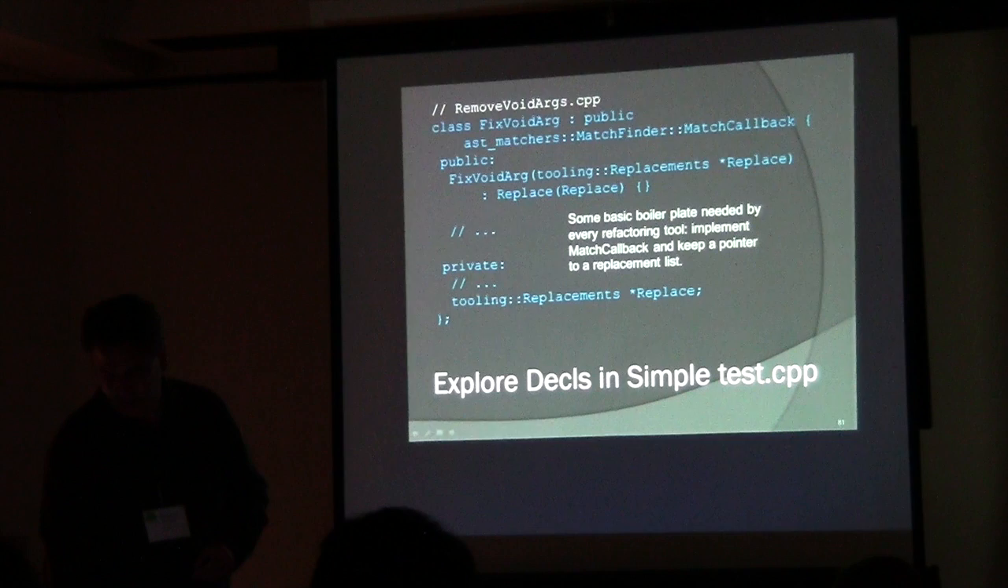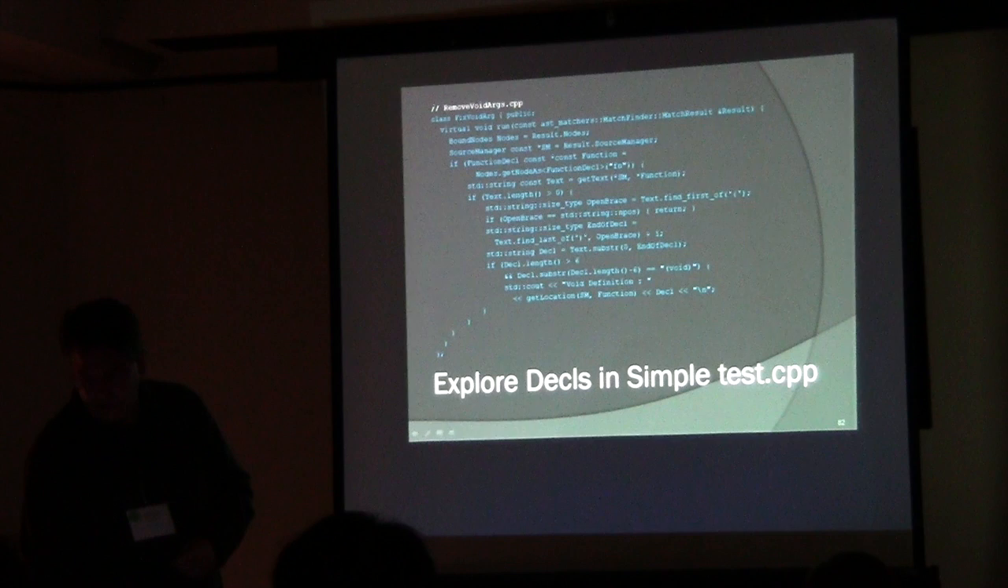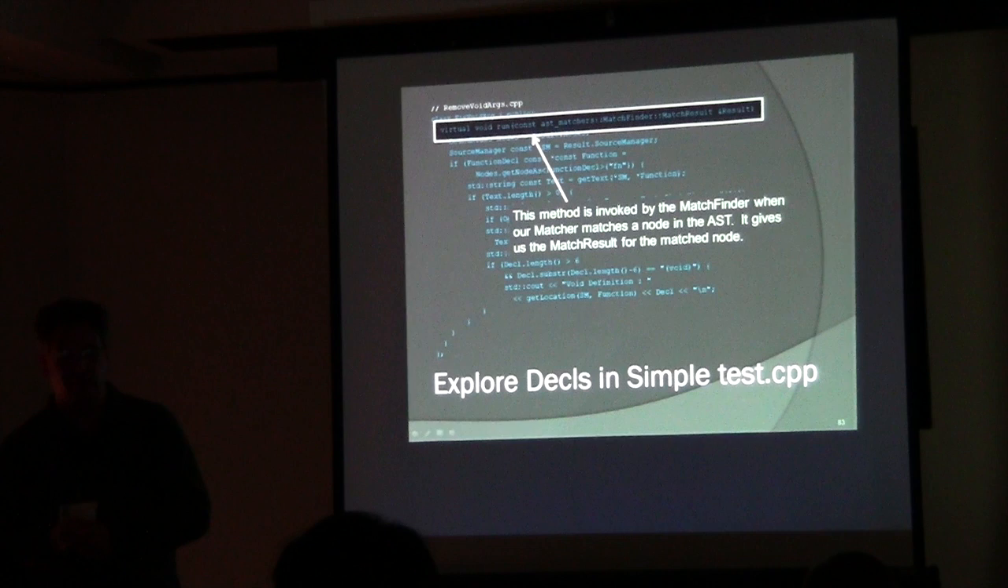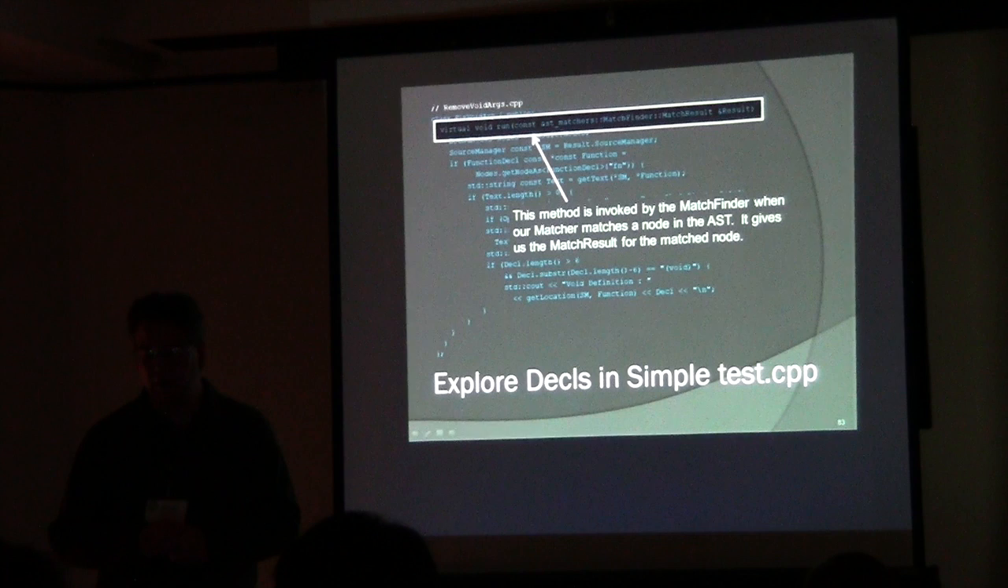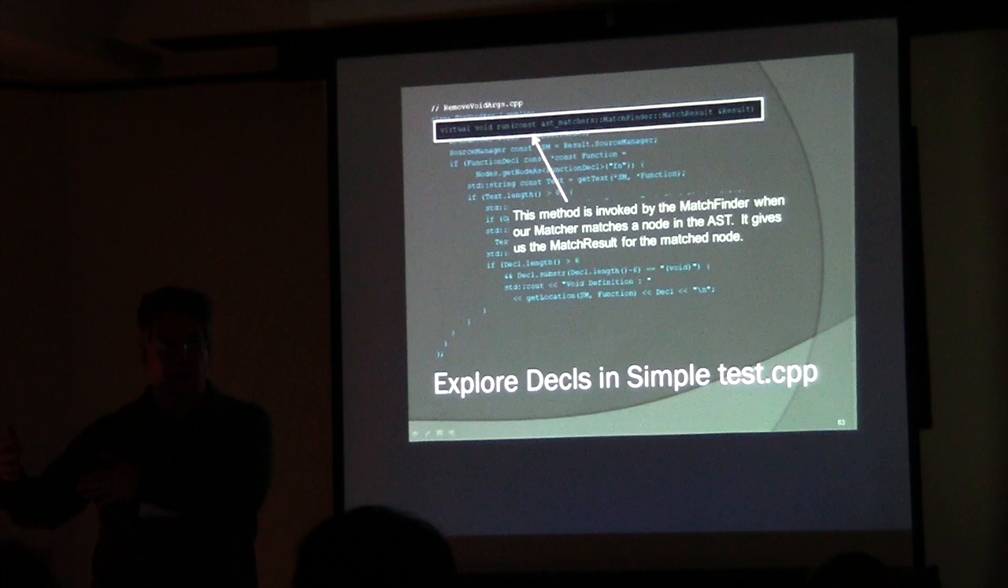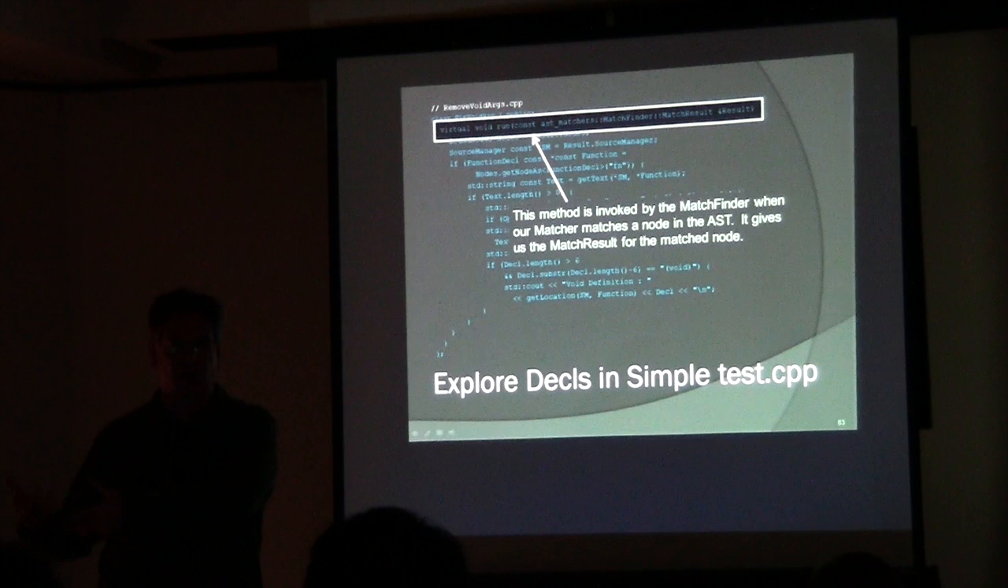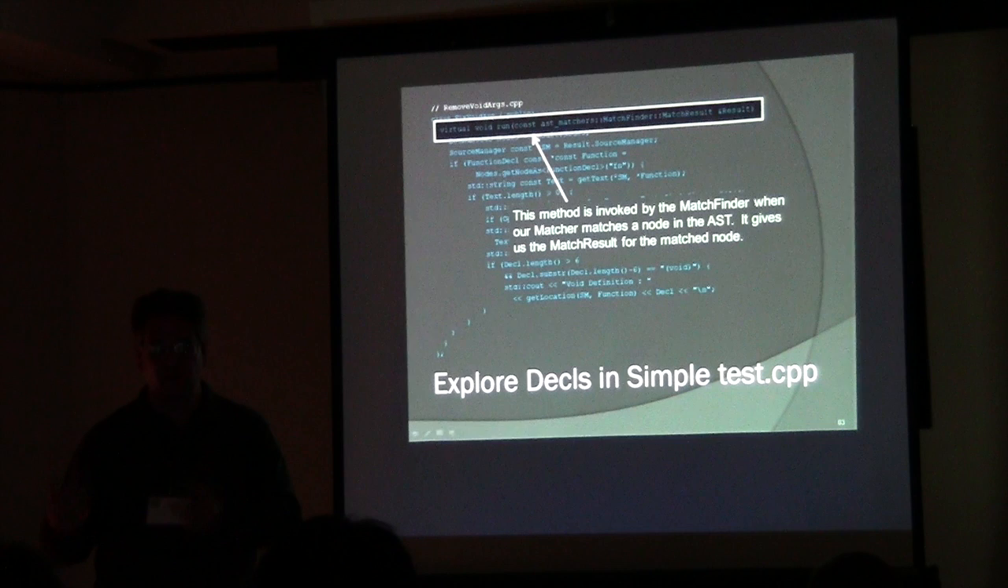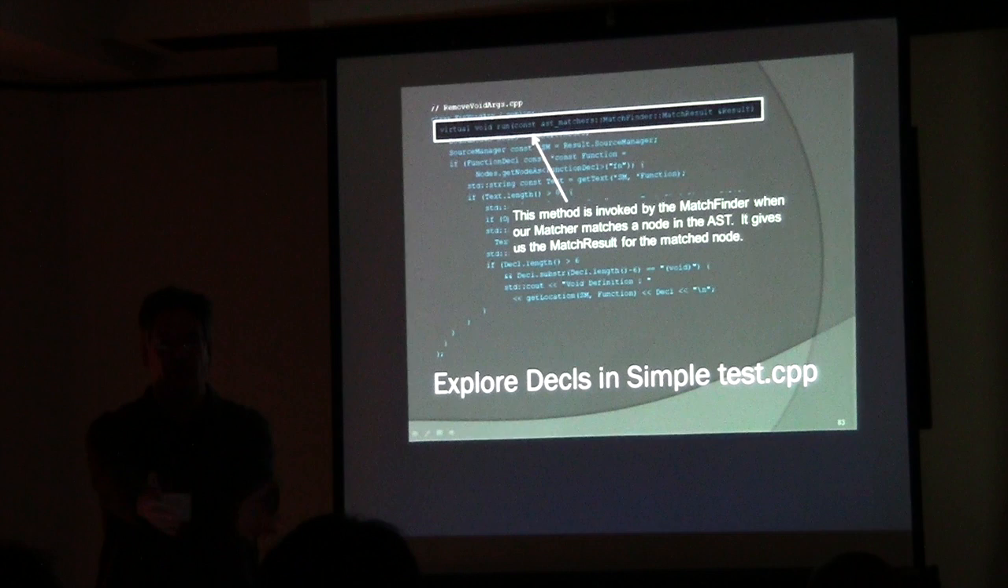Here's the more interesting part. Every one of these refactoring tools has to have an implementation of this virtual method called run, and it receives a match result from the nodes that were matched. There's some tooling infrastructure that's run the parser against the source file, built an abstract syntax tree, taken our specified matchers, matched them against the nodes in the syntax tree, and found some matches. By the time it gets down to the code you write, it's like, okay, here's some stuff that matched. You go do whatever you want to do with it.